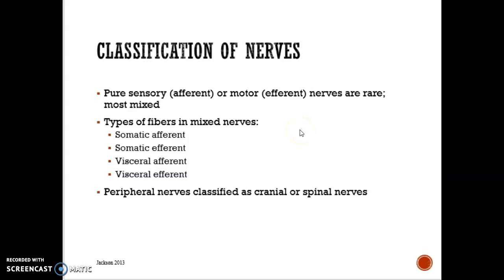And of course, the way that we classify them is by putting them either into cranial or spinal nerves. Now, we do have a lab coming up that's going to be talking about your cranial nerves, so we don't spend a whole lot of time on the spinal nerves, so I'll show you a few more pieces of information about them.